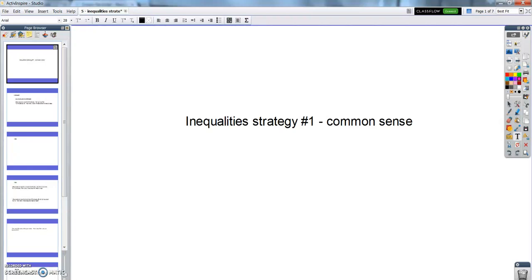Hey there, Advanced Math. We are going to talk about inequalities today. They're very similar to equations, but just slightly different. So label your next page for me. Inequalities. Strategy number 1, common sense. Same as we use for equation strategy 1, common sense. It's a good way to get you introduced to inequalities and kind of get started.